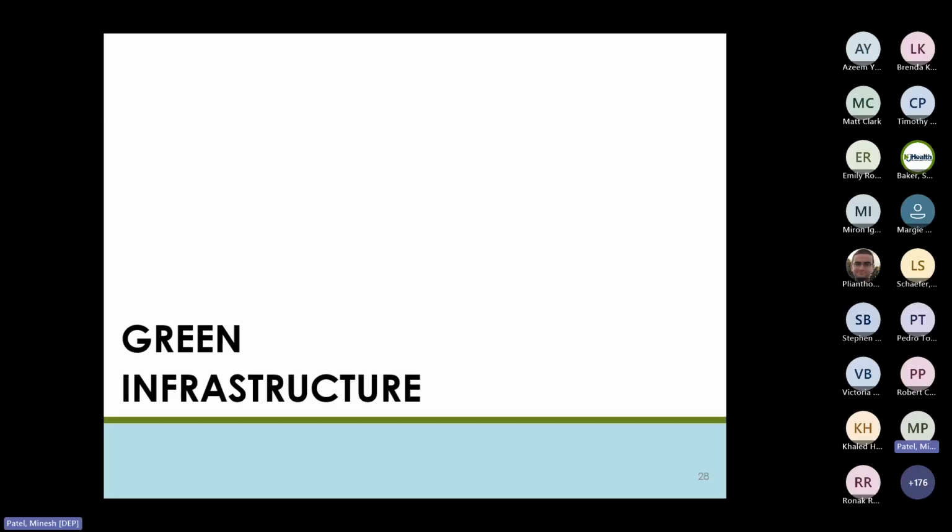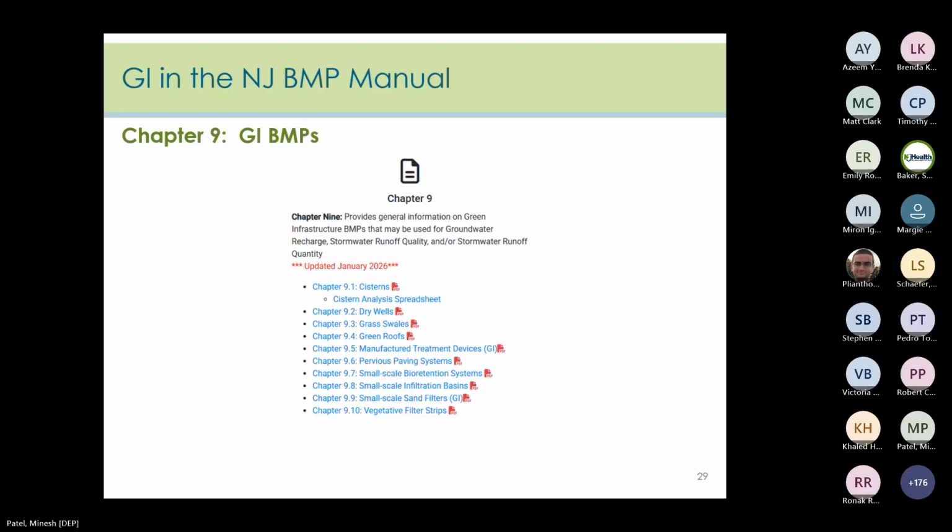Moving on, the next thing the reviewer should be looking at is if the applicant is meeting the design and performance standards using green infrastructure. The rules require that the design and performance standards are to be met using green infrastructure. The rules require that green infrastructure BMPs be used to address the requirements for groundwater recharge, stormwater runoff quantity control, and stormwater runoff quality.